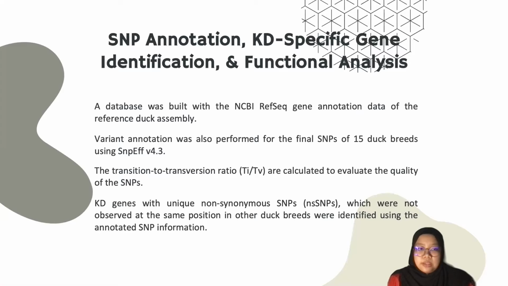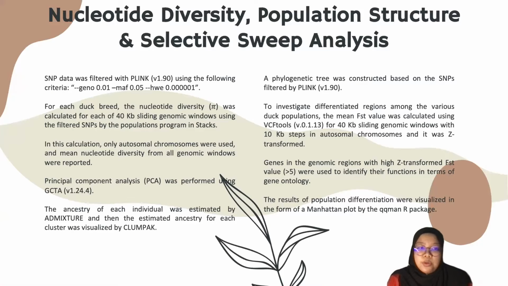Next is SNP annotation, KD-specific gene identification, and functional analysis. A database was built with the NCBI RefSeq gene annotation data of the reference duck assembly. Variant annotation was also performed for the final SNPs of 15 duck breeds. Then the transition to transversion ratio is calculated to evaluate the quality of the SNPs. Finally, is nucleotide diversity, population structure, and selective sweep analysis.